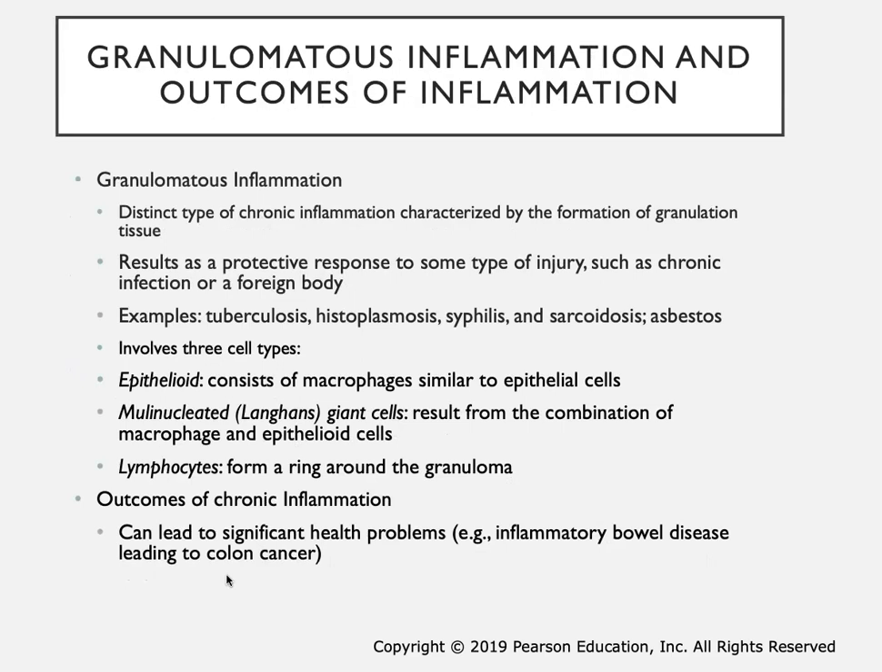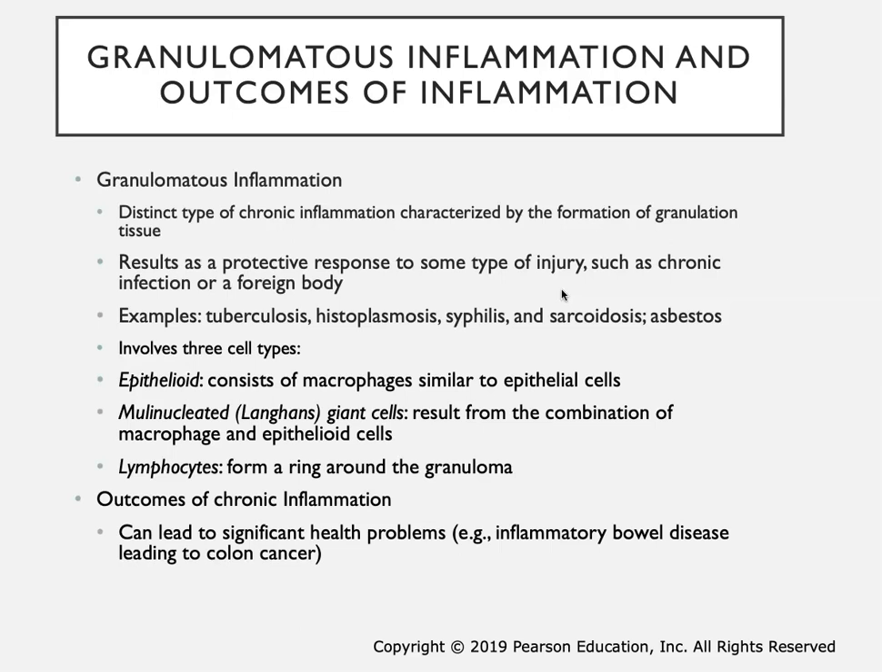Okay. So something else to talk about is something called, oh my gosh, I can't even say it. Granulomatous. Maybe if it wasn't Friday at 4 p.m., I would be able to pronounce that. Inflammation, and we're going to talk about outcomes of inflammation. This is a distinct type of chronic inflammation characterized by the formation of granulation tissue. This can be a result of a protective response to injury, like chronic infection or some sort of foreign body, okay?